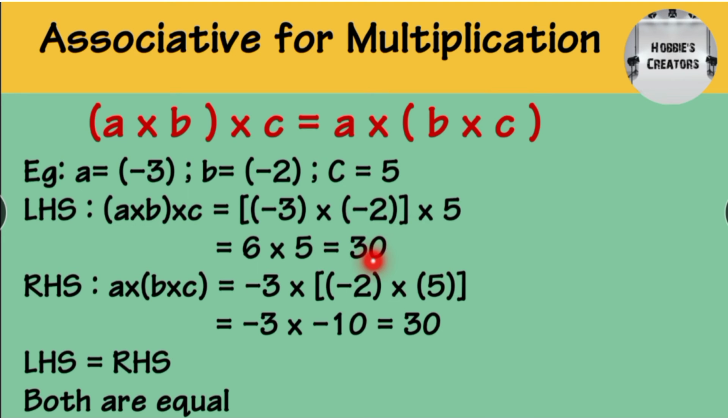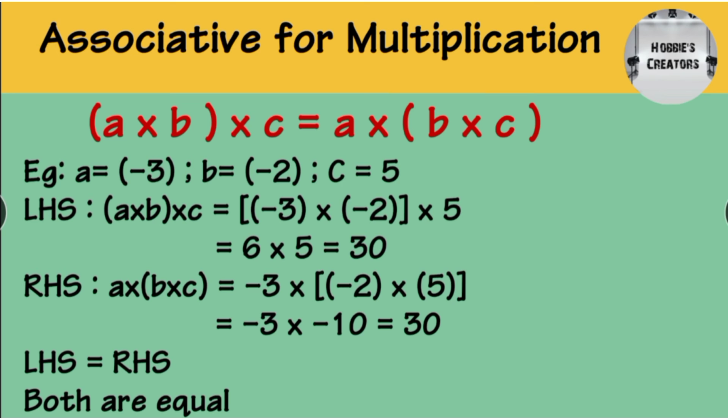Now we can check RHS. So a multiplied by bracket of b multiplied by c, which is equal to a is minus 3 multiplied by bracket of b is minus 2 and c is 5. So first I am doing the inside bracket. 5 2s are 10. Plus into minus, positive integer into negative integer is a negative integer. So minus 3 multiplied by minus 10. 3 10s are 30. Minus into minus here is plus. So see here, LHS is 30, RHS also is 30. So both are equal. So associative property is satisfied for multiplication.